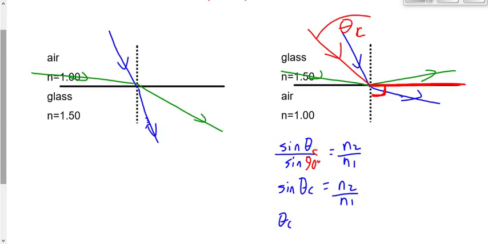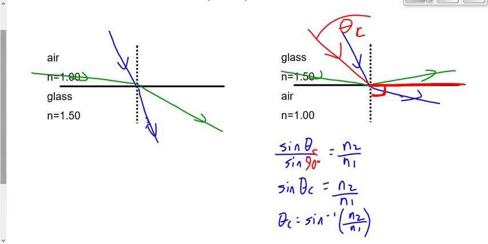Theta c is therefore the inverse sine of n2 over n1. Now, there's a little bit of good news with this. We're going n2 over n1. So the value of n2 in these critical angle problems, not regular Snell's law problems, but critical angle problems, will always be smaller than n1. So you're always going to get a decimal number inside those brackets.